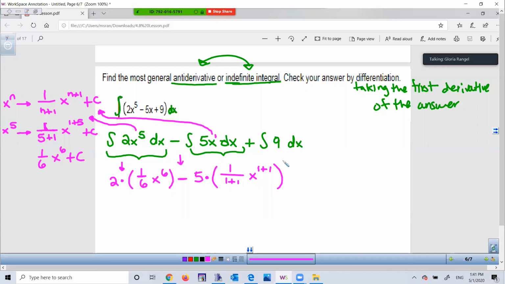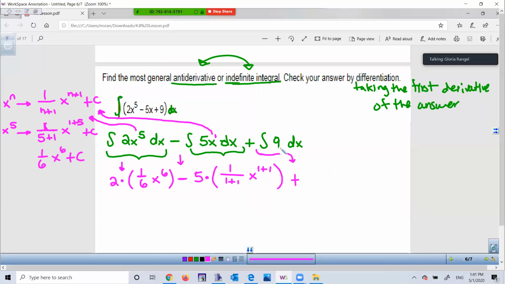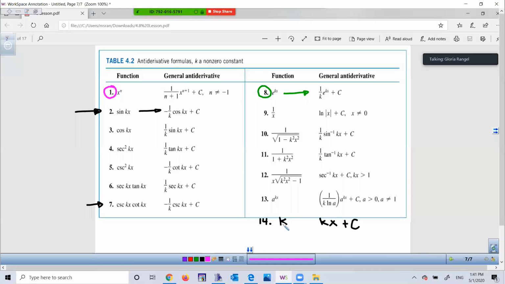Now we continue. So now plus, okay, this one here. What's the formula for integrating a constant value? And that's the formula that I told you. I added this formula because it's not there in the formulas that were here. So I added it as number 14. The 9 that you have to do the integral of right now would be like the k. So this 9 is like this k right now. So k times x plus c is the antiderivative formula for this.